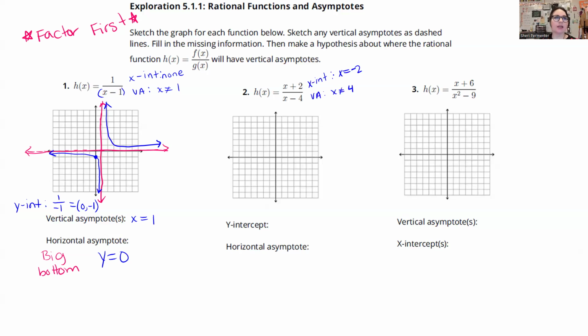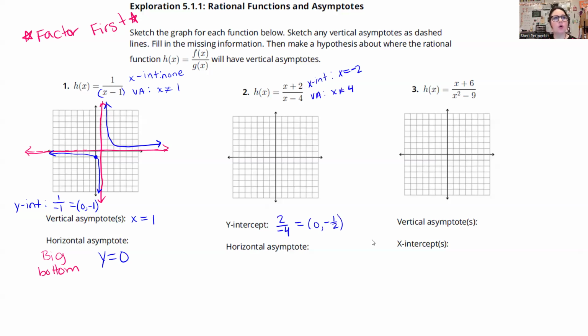My y-intercept, I can plug in zeros. So in the numerator, if this is 0 plus 2, I have 2 on the top. And then in the denominator, I have 0 minus 4. So I have -4 on the bottom. What does that reduce to? So my y-intercept will be (0, -1/2). I'll have to split hairs here. If it's a half, it's somewhere in between 0 and 1 in the negative direction. It doesn't have to be exact.